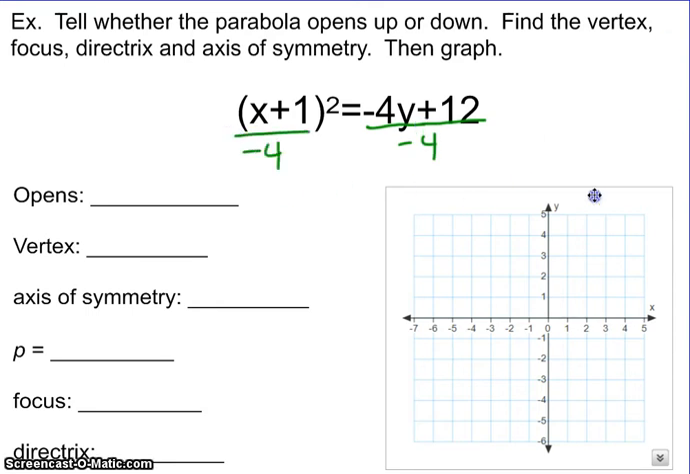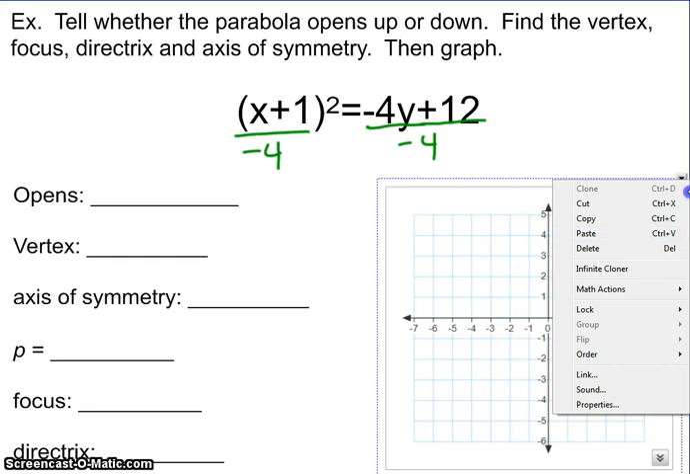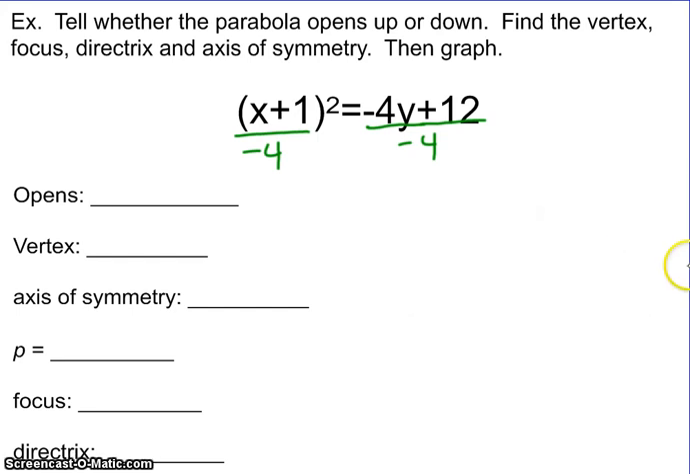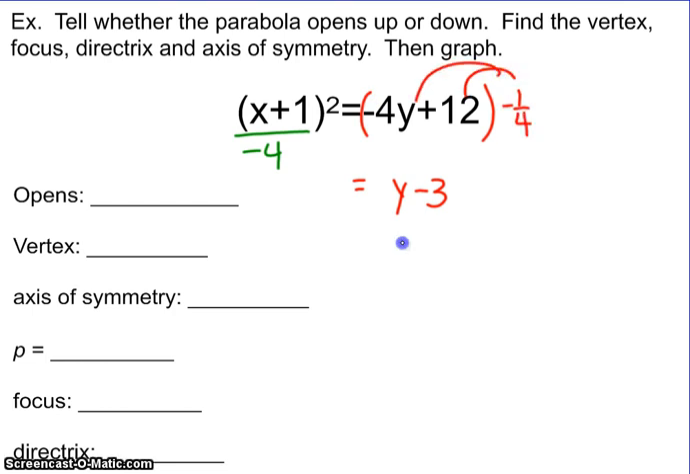So what actually happens, I'm going to delete this here, is that this becomes a y minus 3. The negative 4 is being divided here and here. Remember that this is basically the same thing as multiplying the entire thing by negative 1/4. You'd have to distribute to both terms. So we get y minus 3 and then x plus 1 squared over negative 1/4.